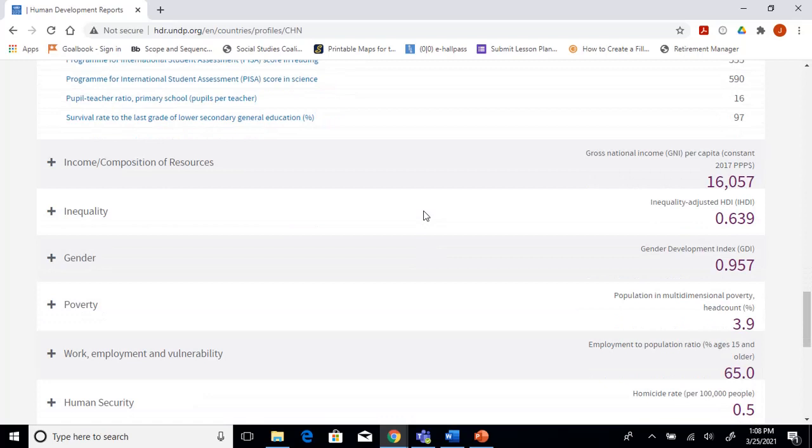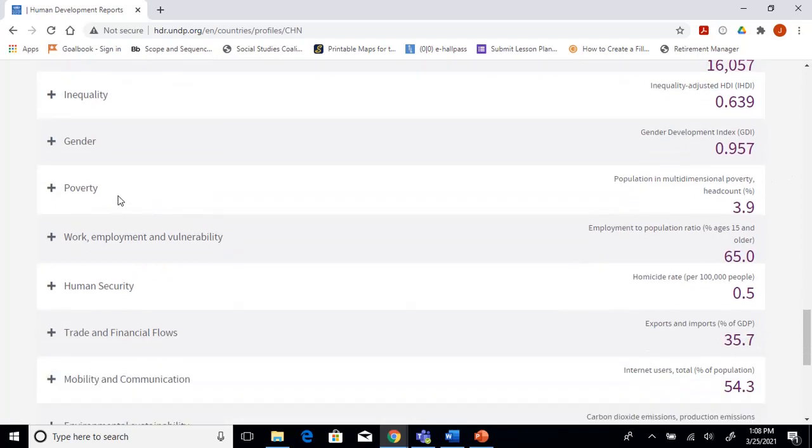The next thing is GNI, gross national income. You're going to find that here on income, the composition of resources. Gross national income. This is the amount of money the average person in China makes, and it's represented in dollars. Right? You can tell by that dollar sign there. And so the average person in China makes about $16,000, just over $16,000, right? You know, the higher that number goes, the more developed the country is too.